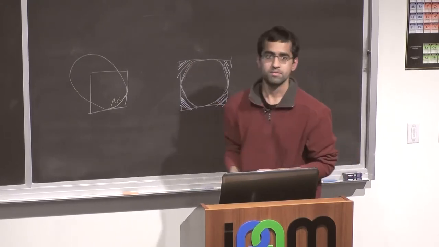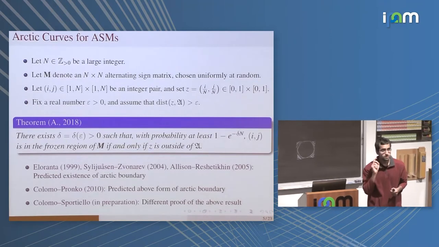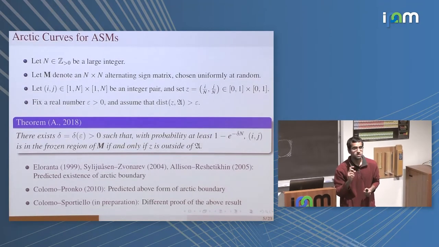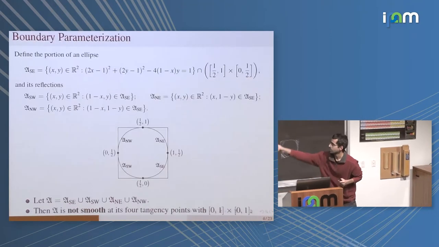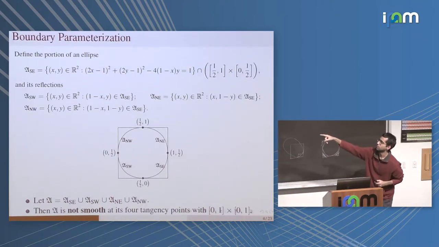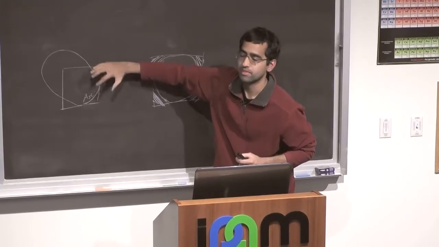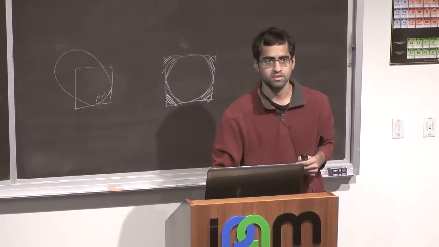Just a question: do you know the parameters of this ellipsoid? Do I know the parameters of the ellipsoid? I just gave it on the previous slide. That top equation there is the parameterization of this part of the ellipse. And then I reflect to get the others.